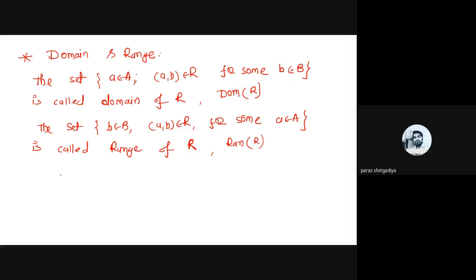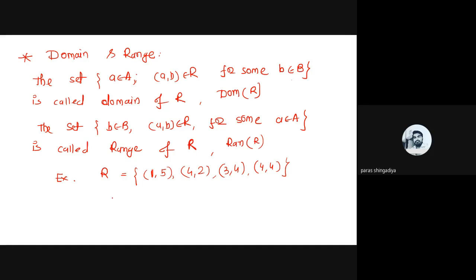If we consider one example, let us take R1, that is one part of A cross B, and it is one subset. R includes the pairs (1, 5), (4, 2), (3, 4), and (4, 4). Now it is a relation, and it is one subset of the given product set, the given Cartesian product. This set is given as a relation.